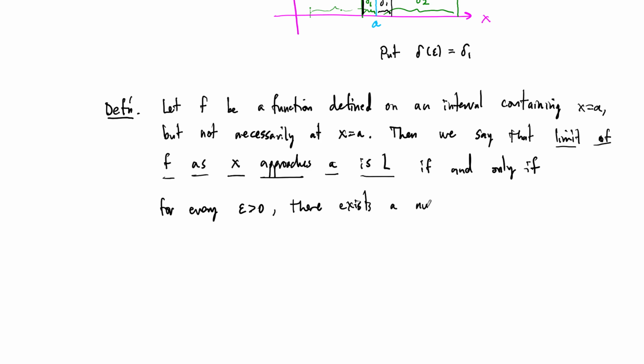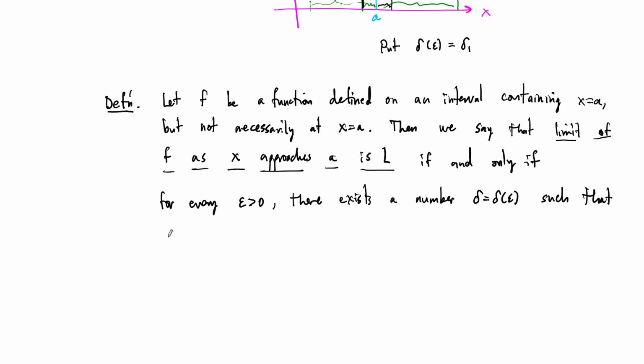So I'll call this a number delta. And delta depends on this epsilon. So I'm going to write it like that. Delta equals delta of epsilon. Depends on the choice of epsilon. Such that. So now we need to say properties of the delta and the epsilon, right? So such that whenever, what's going to be true? Our x value has to be within delta of a.